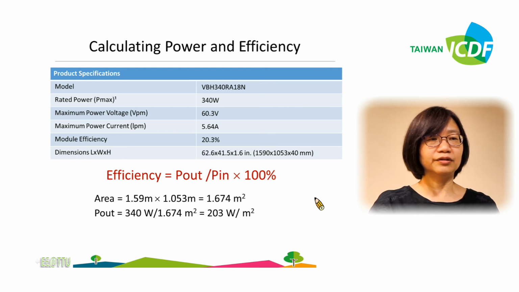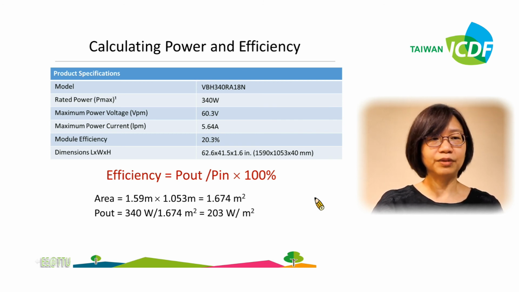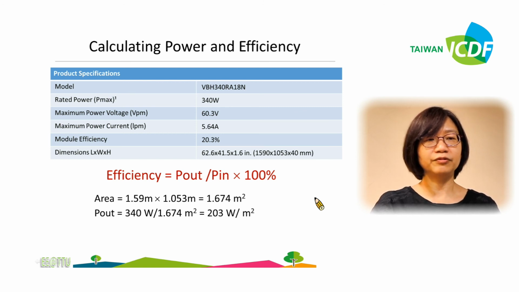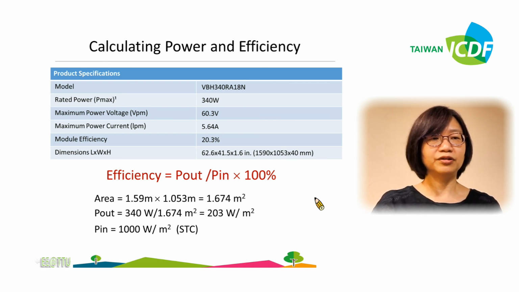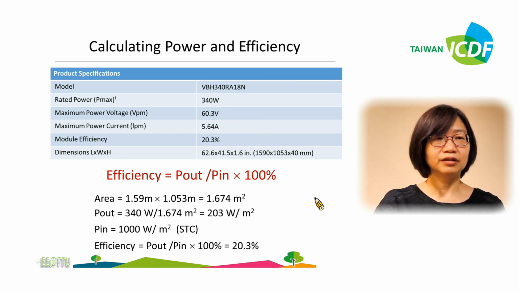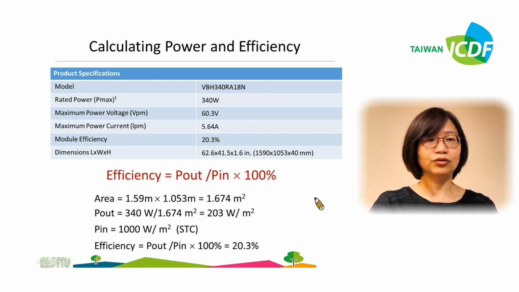Then we calculate the power. Since the maximum power is 340 watts, you divide it by the area and you get the output power, which is 503 watts per square meter. And remember that for the standard test condition, the input power is equal to 1 kilowatt per square meter. So calculating the efficiency, you get an overall efficiency of 20.3%.